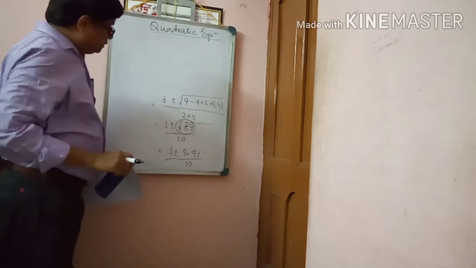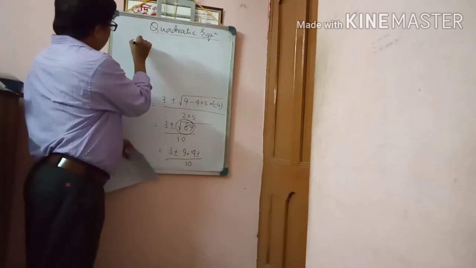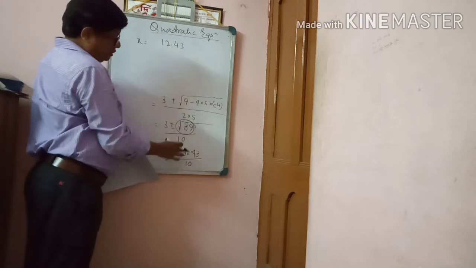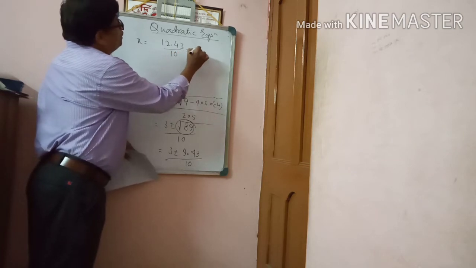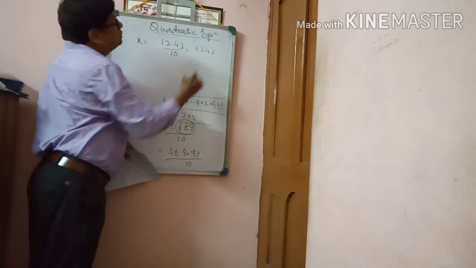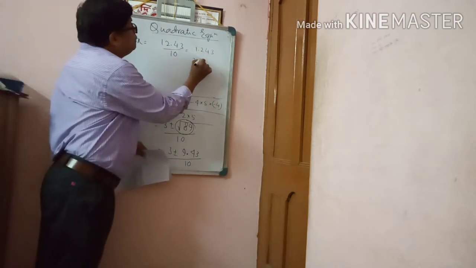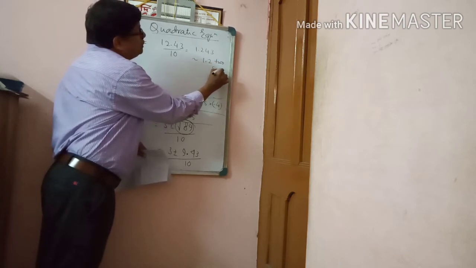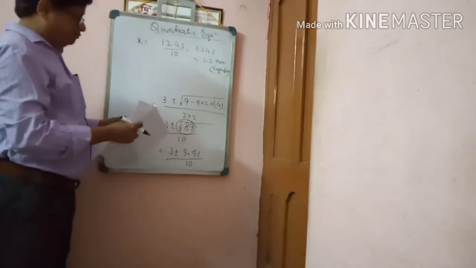Now taking the positive sign, you will get x equal to 12.43 by 10, so it will be 1.243. Up to 2 significant figures, it will be 1.2. The question paper gives 2 significant figures.